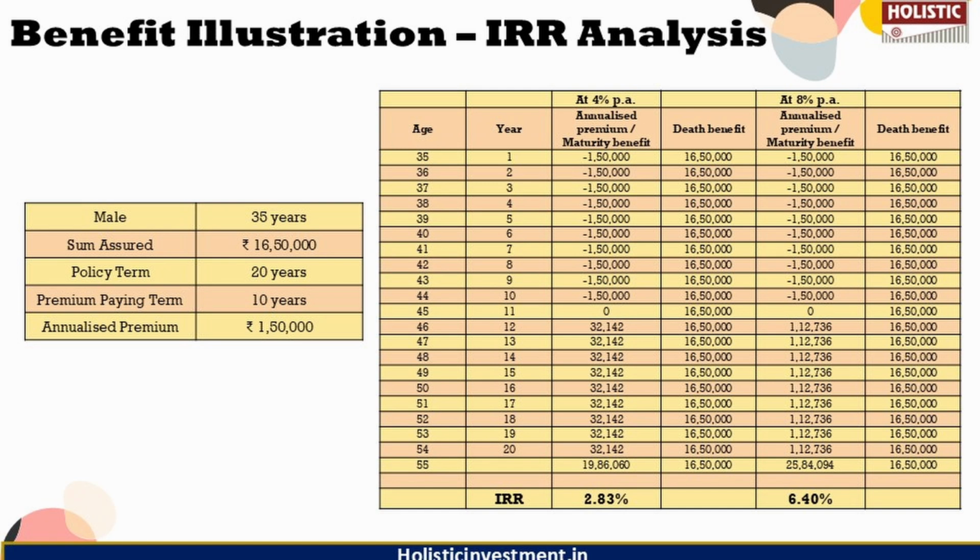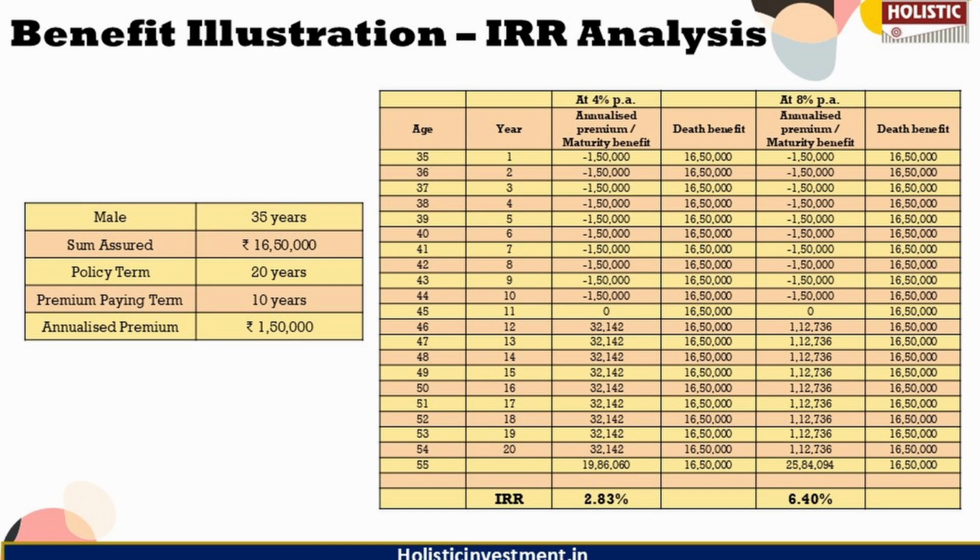The annual premium is 1.5 lakhs. From the 11th to the 20th year, he receives an annual survival benefit, which is followed by a maturity payout at the end of the policy term. In this example, we are going to analyze two possible return scenarios through future rates of return: 4% per annum and 8% per annum.